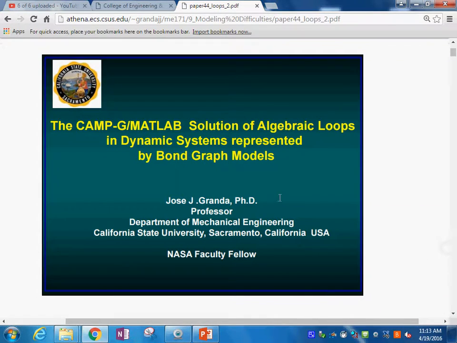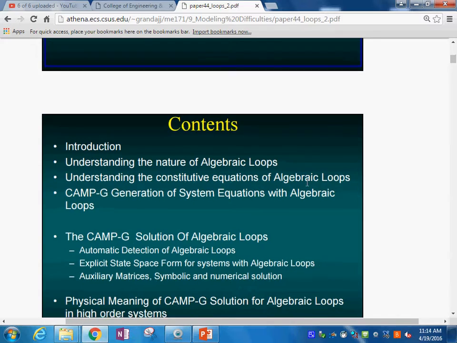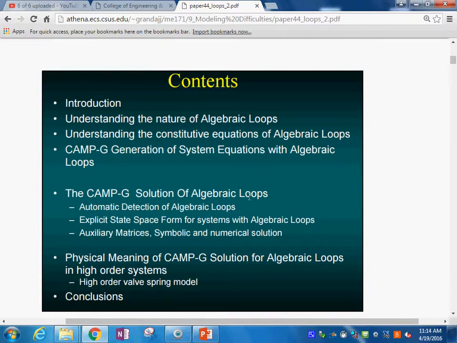So this is algebraic loops, and this is what we will look at in this outline. What is the nature of algebraic loops? Just like we have just understood the nature of derivative forms, we want to know what the nature of algebraic loops is. What do we understand about the constitutive equations of algebraic loops? What is the generation of system equations when you have algebraic loops?